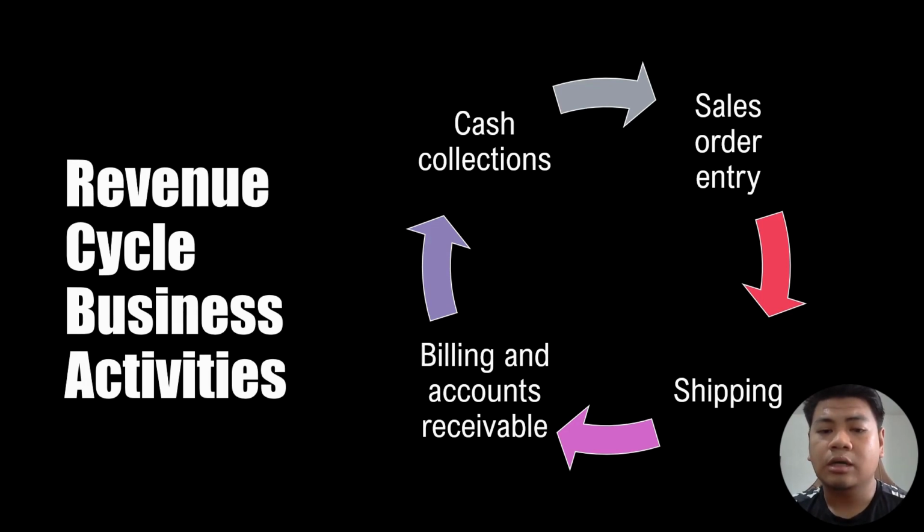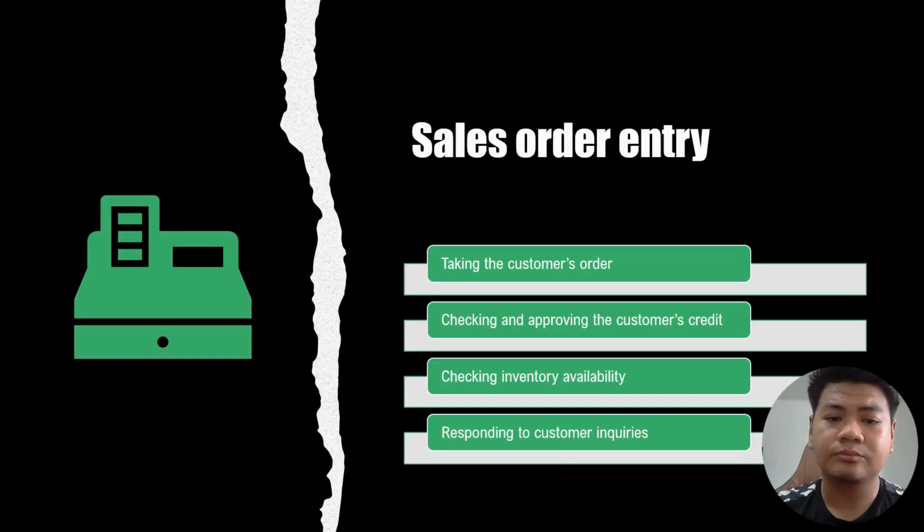Basically, number 1 is sales order entry, number 2 is shipping, number 3 is billing and account receivable, and number 4 is cash collection. So basically this is the cycle we need to use before we do the transaction.